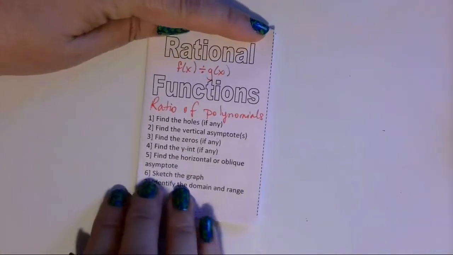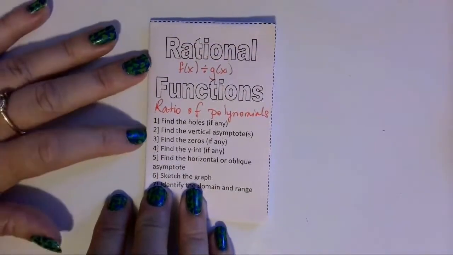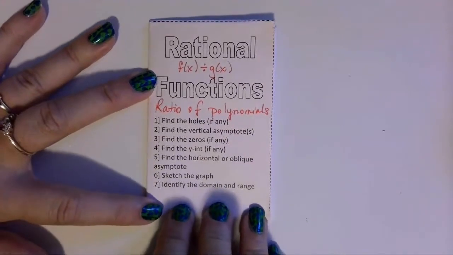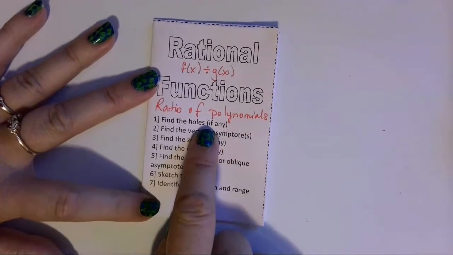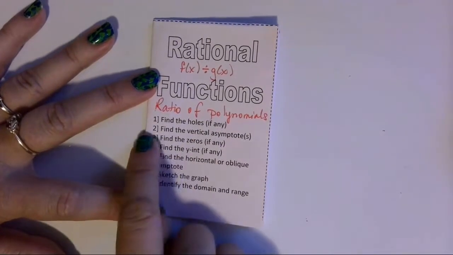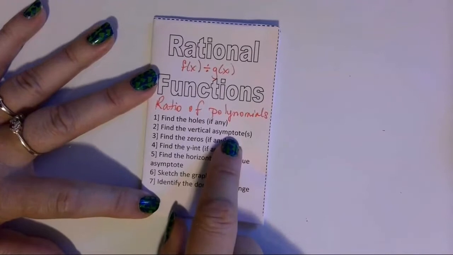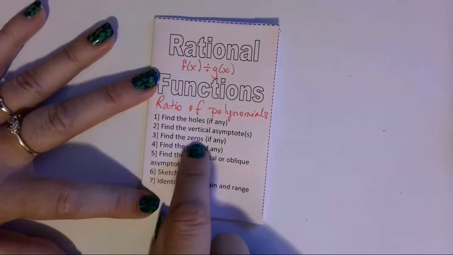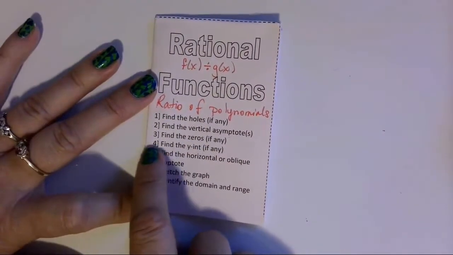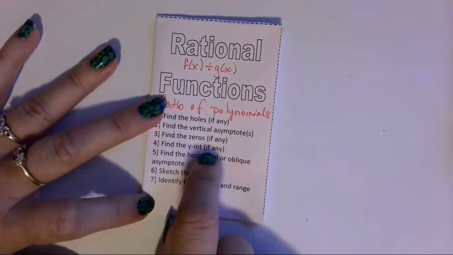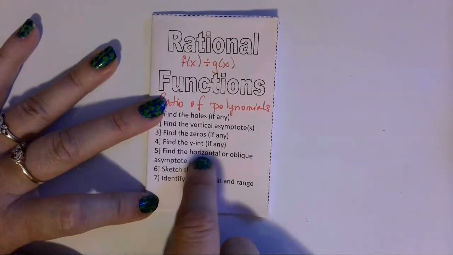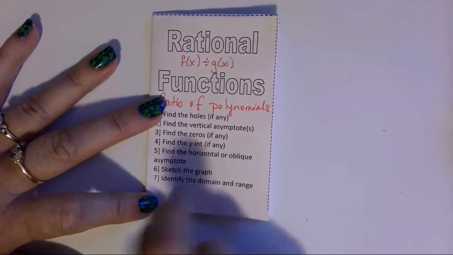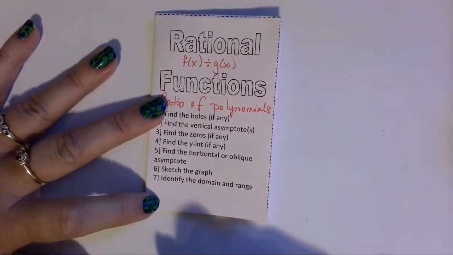Okay, so welcome to our last video for the notes on rational functions. In our earlier videos, we completed step 1 to find the holes of the function, if there were any. Step 2 to find a vertical asymptote. Step 3 to find the zeros or x-intercepts if they exist. Step 4 was to find the y-intercept if that exists. Then in our last video we looked at step 5, which was to find the horizontal or oblique asymptote. Right, it's either one or the other, and we used polynomial division to do that.